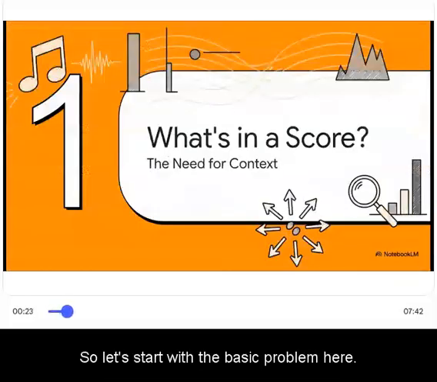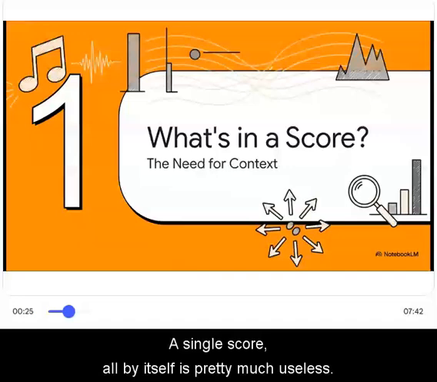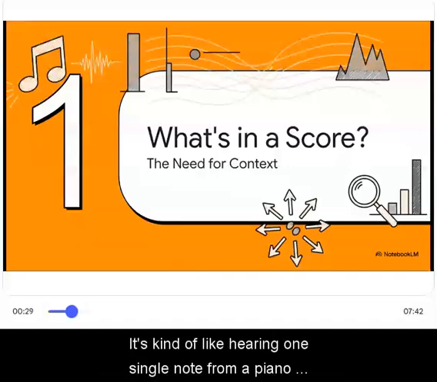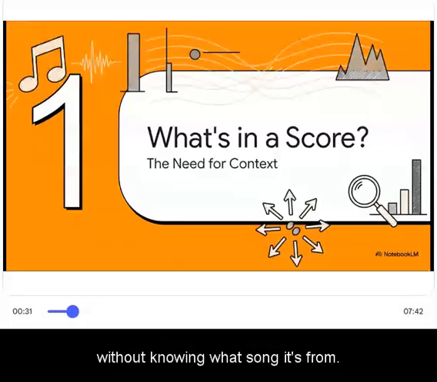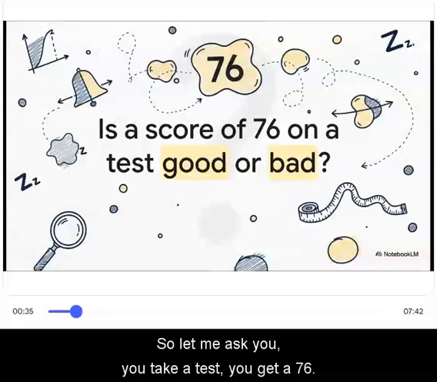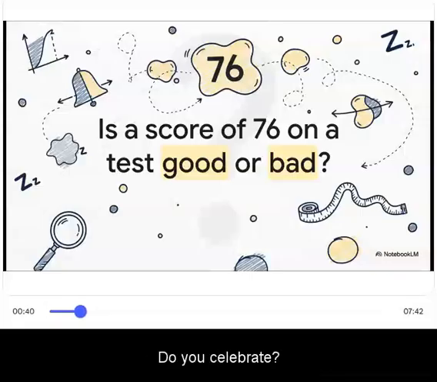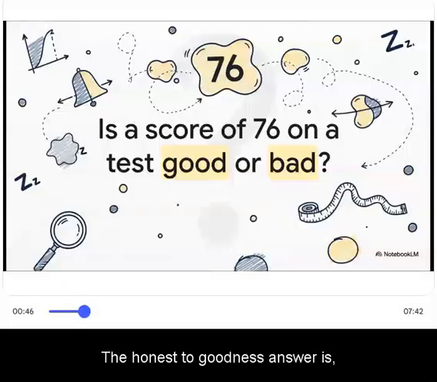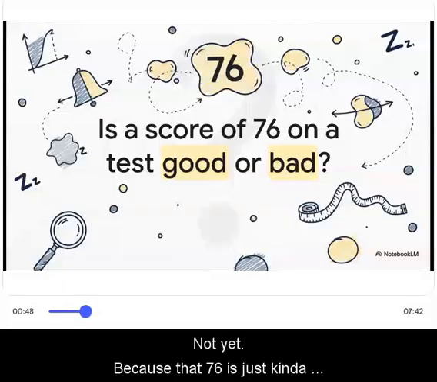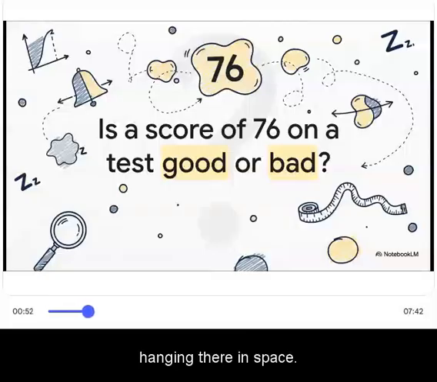So, let's start with the basic problem here. A single score all by itself is pretty much useless. It's kind of like hearing one single note from a piano without knowing what song it's from. You just don't have any context. So let me ask you this. You take a test, you get a 76. What's the reaction? Do you celebrate? Do you immediately start cramming for a retake? The honest to goodness answer is, you have no idea. Not yet. Because that 76 is just kind of hanging there in space.